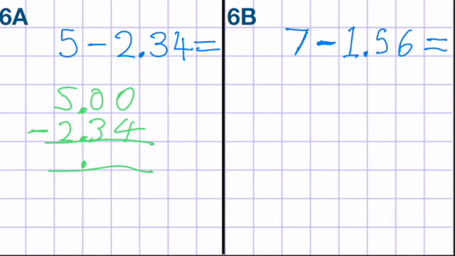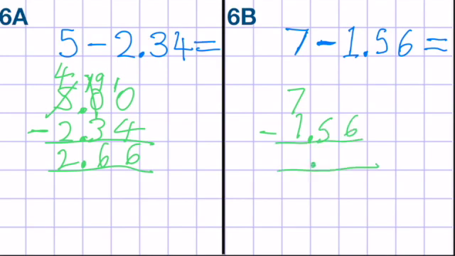0 subtract 4, you can't do it. We can't go next door. So we're going to make that a 4. This becomes 10. Across that becomes 9, 10. 10 subtract 4 is 6. 9 subtract 3 is 6. And 4 subtract 2 is 2. 2.66. And over on this side, 7 subtract 1.56.